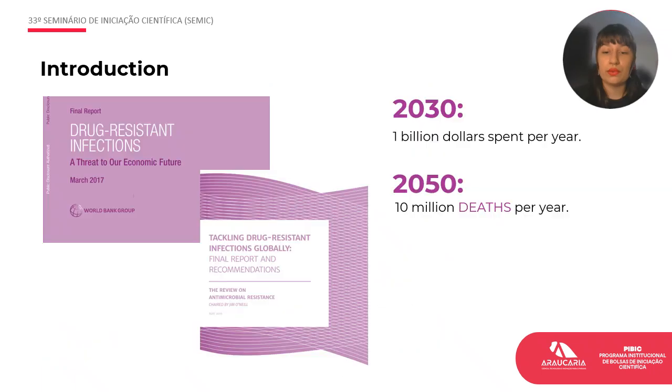The consequences of it are shown, for example, in statistics like this, that Jim O'Neill estimated by 2050, 10 million deaths might occur per year due to antimicrobial resistance. And according to the World Bank Group, by 2030, $1 billion might be spent per year due to this problem too.